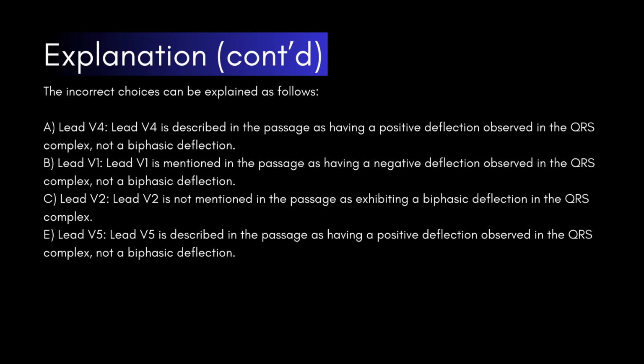Lead V4 is described in the passage as having a positive deflection observed in the QRS complex, not a biphasic deflection. Lead V1 is mentioned in the passage as having a negative deflection observed in the QRS complex, not a biphasic deflection. Lead V2 is not mentioned in the passage as exhibiting a biphasic deflection in the QRS complex. Lead V5 is described in the passage as having a positive deflection observed in the QRS complex, not a biphasic deflection. Remember, passage refers to clinical vignette, not passage. Anyways, let's go ahead and move on to the next question.